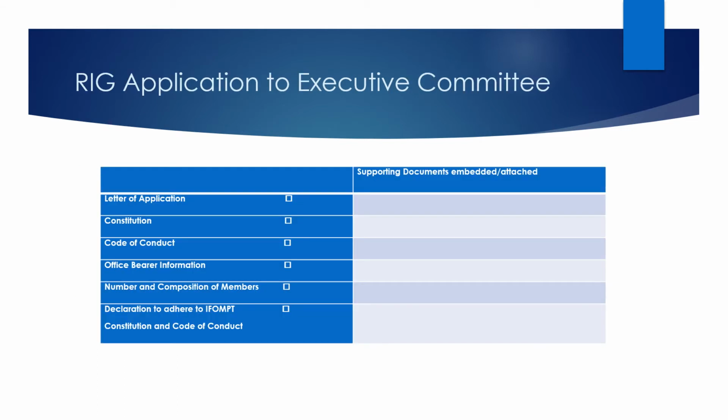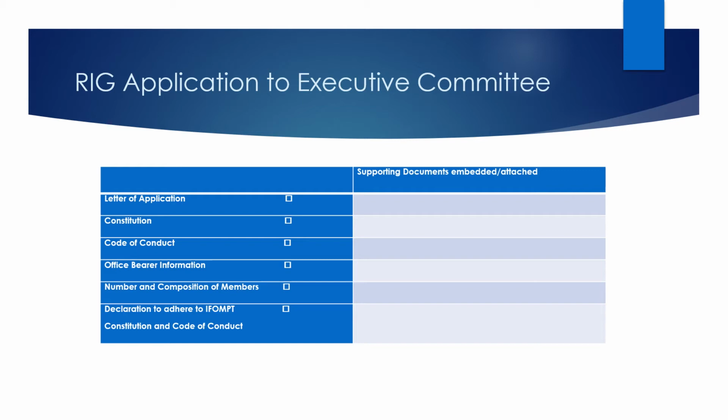Once your RIG is starting to develop some momentum, and you are ready to apply for membership, the following things are required. Firstly, you must have a letter of application with the name of your RIG. Secondly, you need to develop a constitution and code of conduct. Examples of constitutions and codes of conduct are available on the IFOMPT website. You need to name your office bearers. This is usually a president, a secretary, a treasurer, and perhaps a chairman of an education committee.